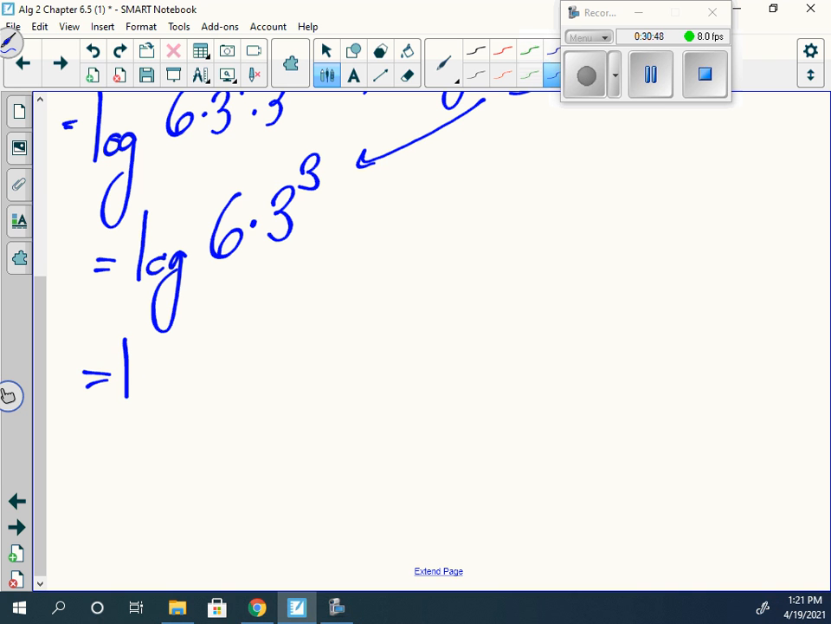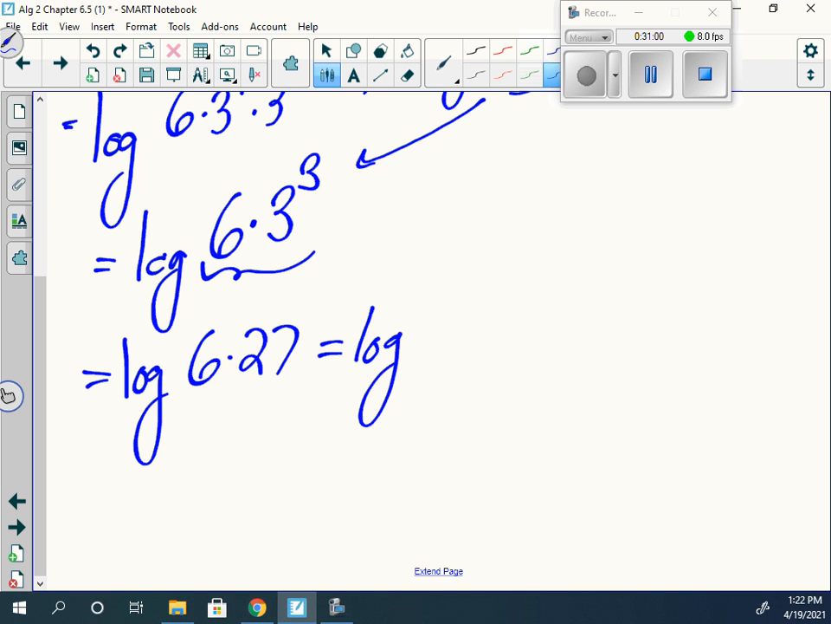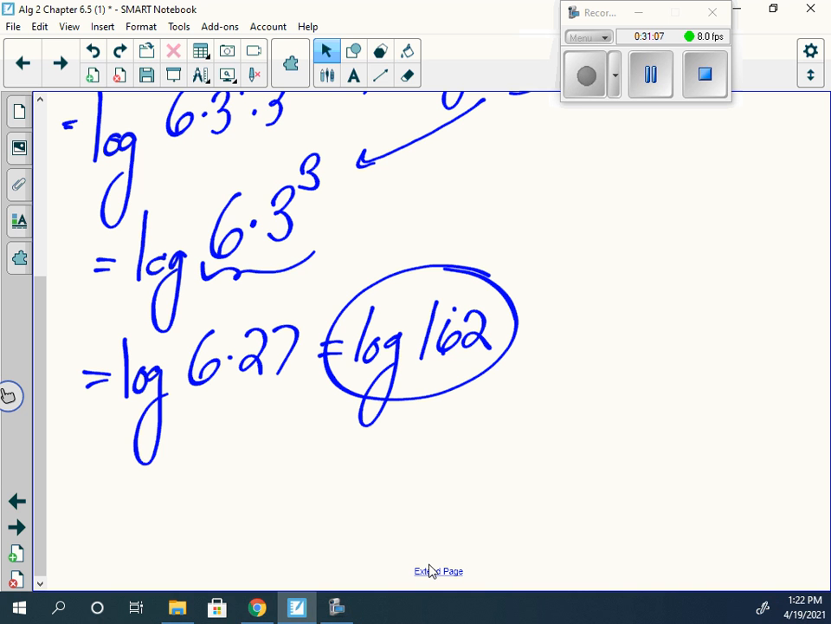But last but not least, we still need to simplify 6 times 3 to the 3rd. Well, 3 to the 3rd is 27. So we would get log of 162, which would be the same as what we started with. Any questions on any of this here? We feel pretty comfortable with this here? Yes?